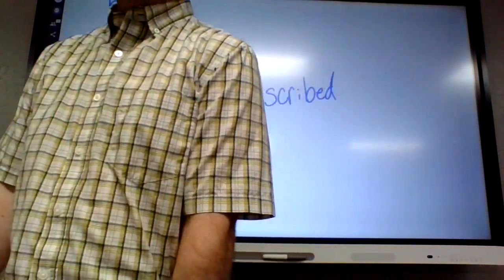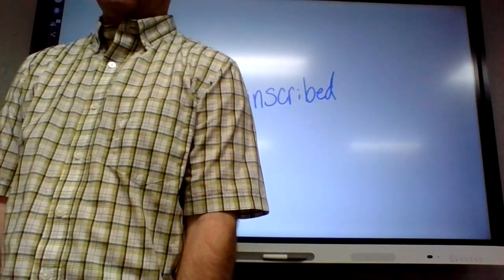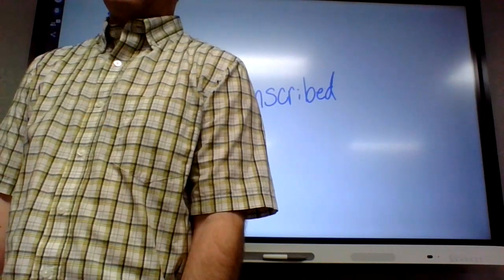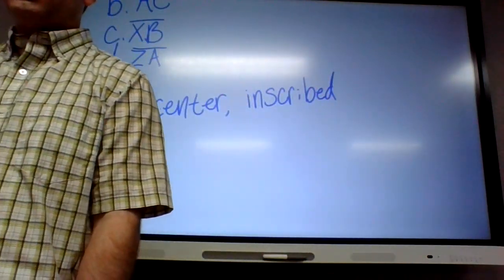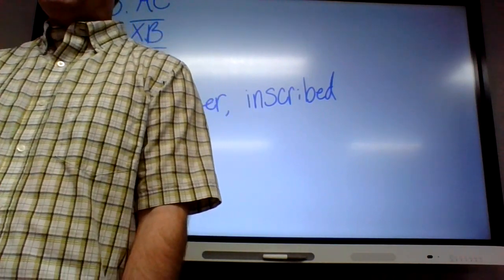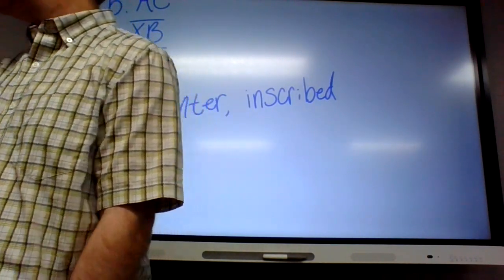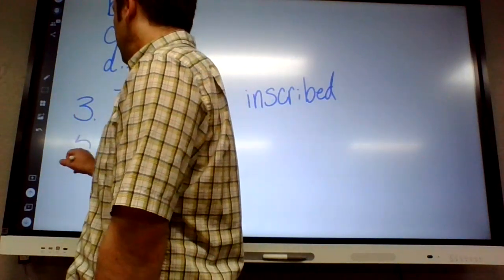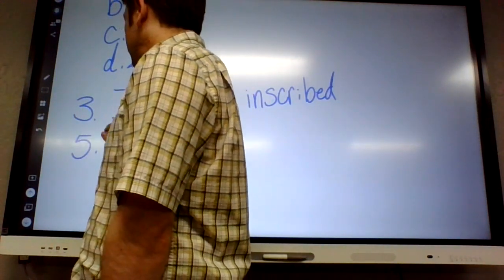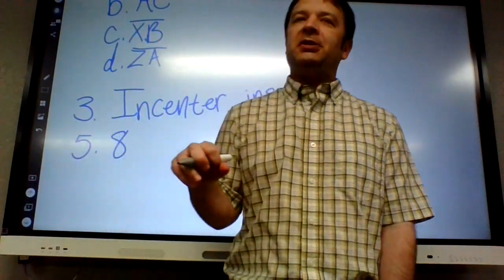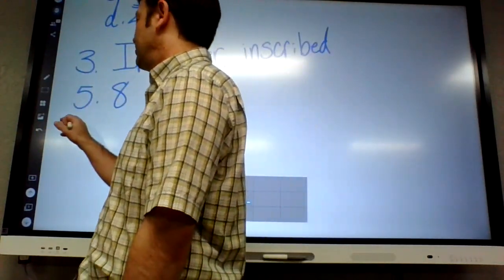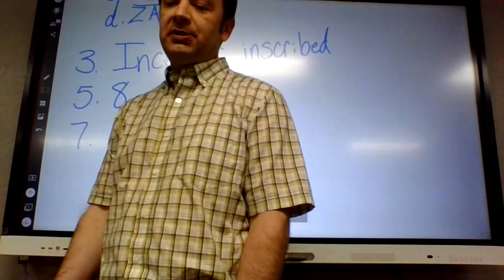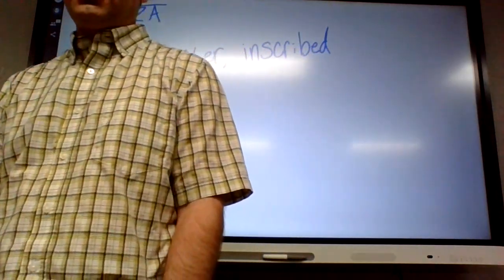Number 4. Okay. On number 5, it says SU equals 8, find ST. What do we know about SU and ST? They're the same. Sometimes geometry can be a little easy because even if you don't know the rule, if it looks the same, there's a good chance it is. And then number 7.